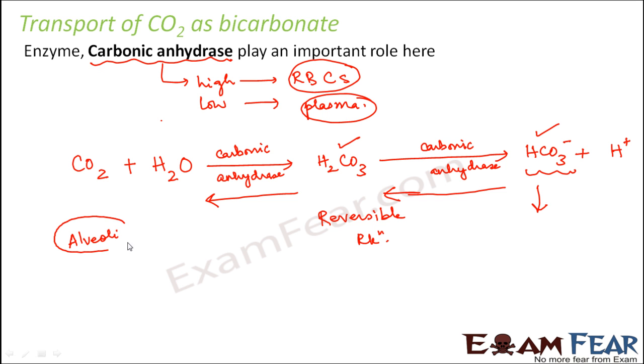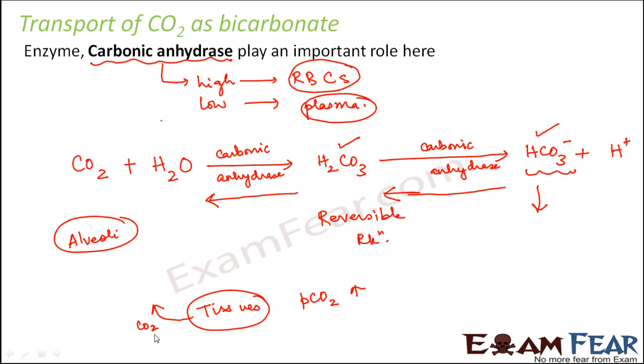Now how this process actually happens is somewhat like this. Let us suppose this is the alveoli and these are the tissues. Now what happens in the tissues? In the tissues, the PCO2, the partial pressure of carbon dioxide, is high. Since the partial pressure of carbon dioxide is high, carbon dioxide diffuses out into the blood, where this enzyme carbonic anhydrase is present. As a result, it gets converted to bicarbonate.